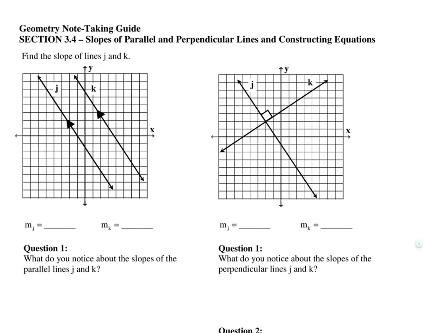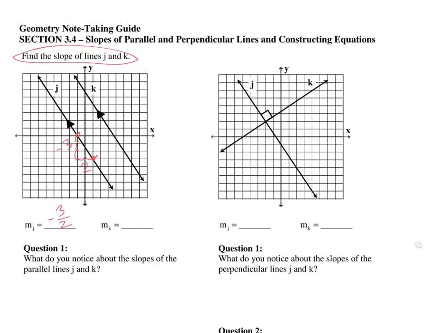Alright, starting lesson 3.4, slopes of parallel and perpendicular lines and constructing equations. Here we have two parallel lines, and it's asking us to find the slope of these lines. So to find the slope, I need to find two lattice points. There's 1 and 2. I'm going to go down 3, so it's a negative 3, and right 2. So it's going to be negative 3 over 2.